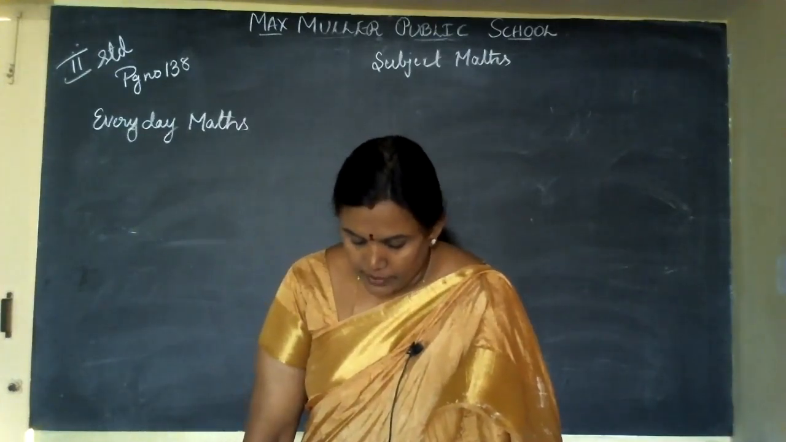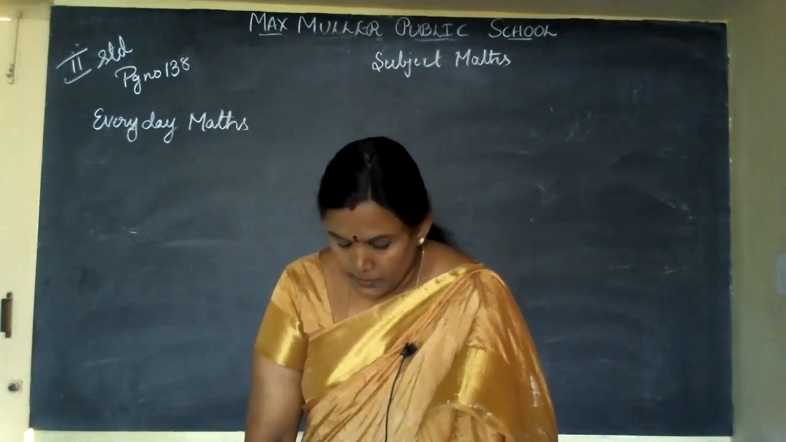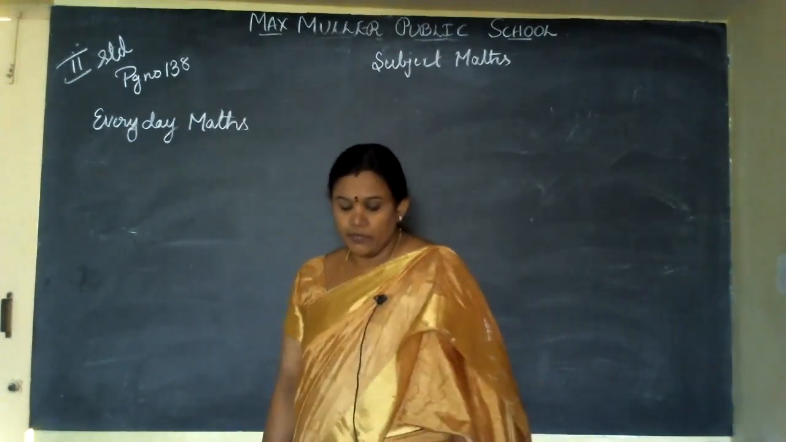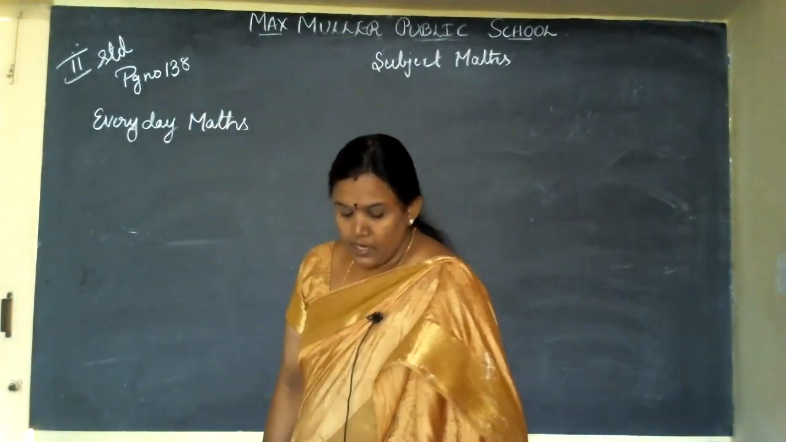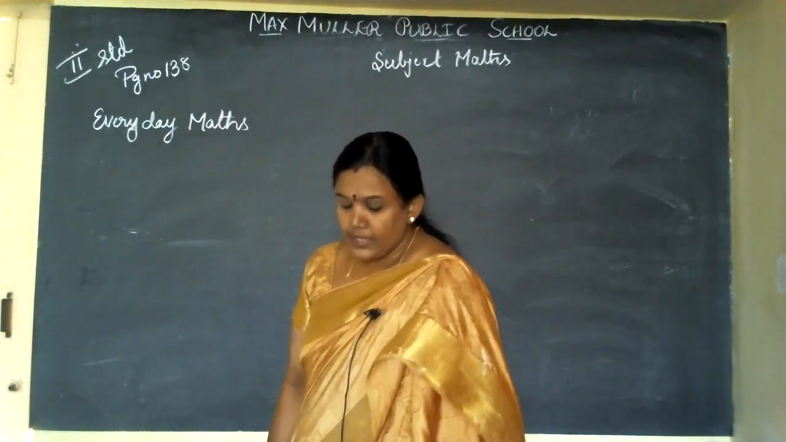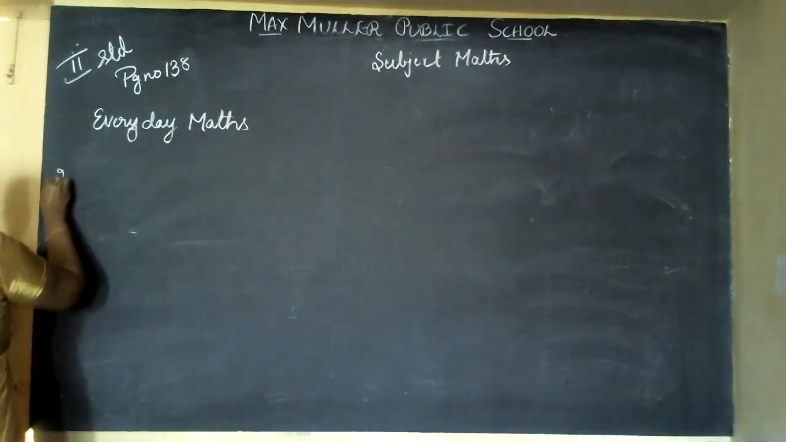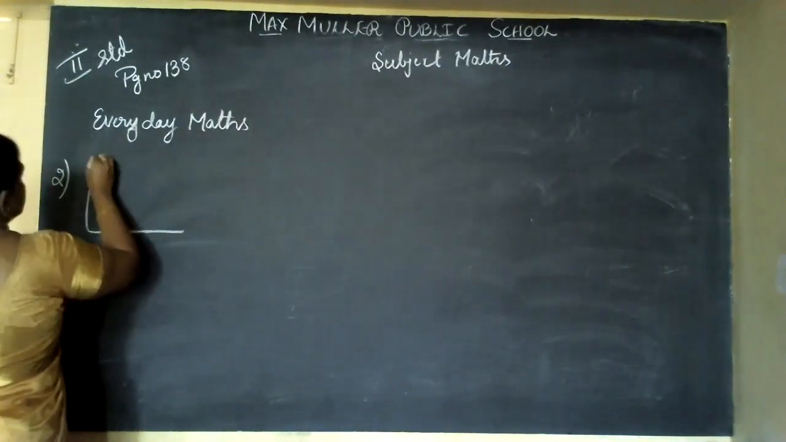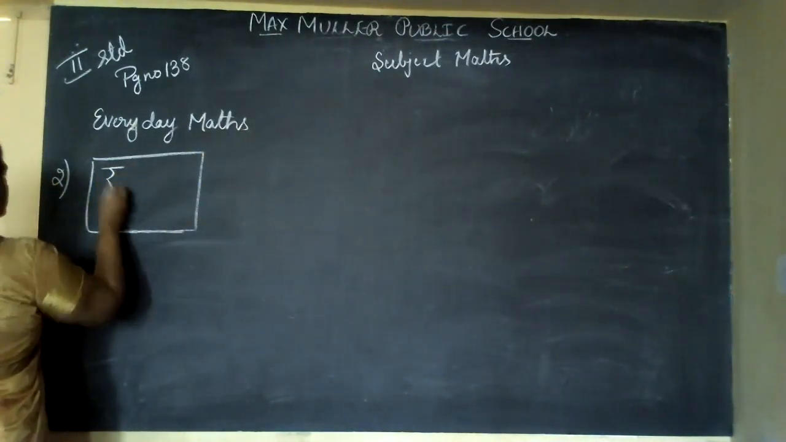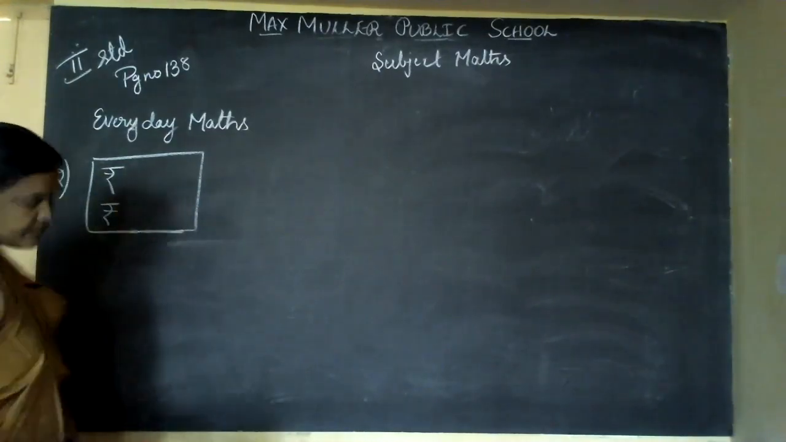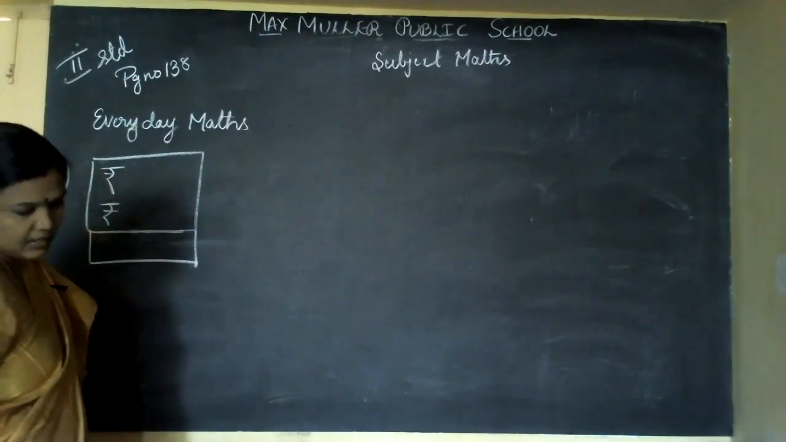Ashit bought a bag for 535 rupees and a pencil box for 75 rupees. How much money did he spend? The cost of a bag is 535 rupees. The cost of a pencil box is 75 rupees. Now you want to total the amount and write the amount. See the box, children. In the box you want to write rupees.